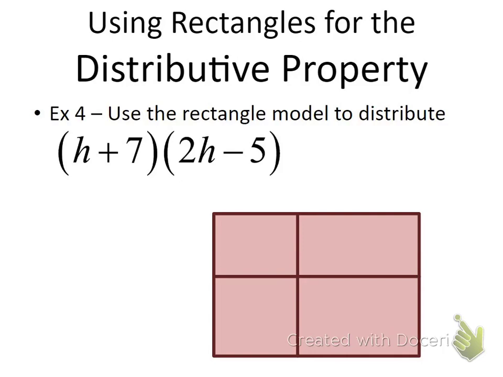So, what is my first group of numbers? What does my first group of numbers represent on my area model? The height, okay? So my first height is what? H. And what's my second height? 7. Good. My second group of numbers represents the length. Okay, so what's my first length? And my second length.